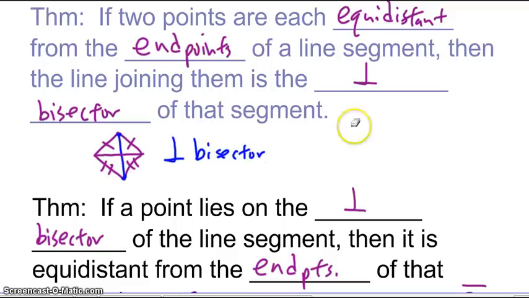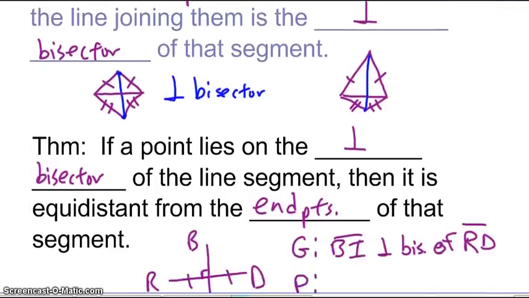Another example of that could look more like this. So again, if this point here and this point here are equidistant, which in other words congruent, from the endpoints of a line segment, then the blue line would be the perpendicular bisector of that horizontal line.